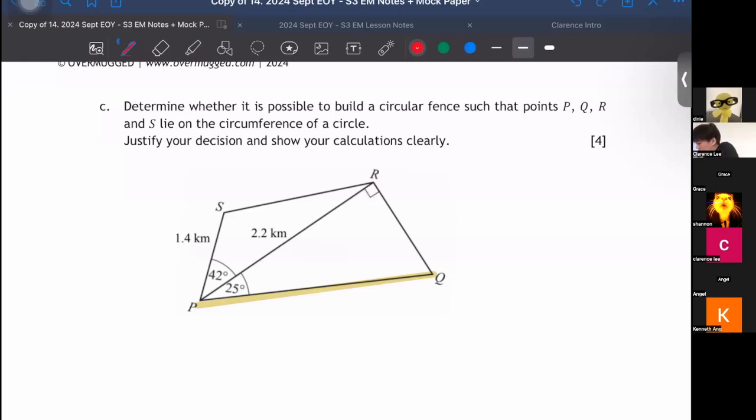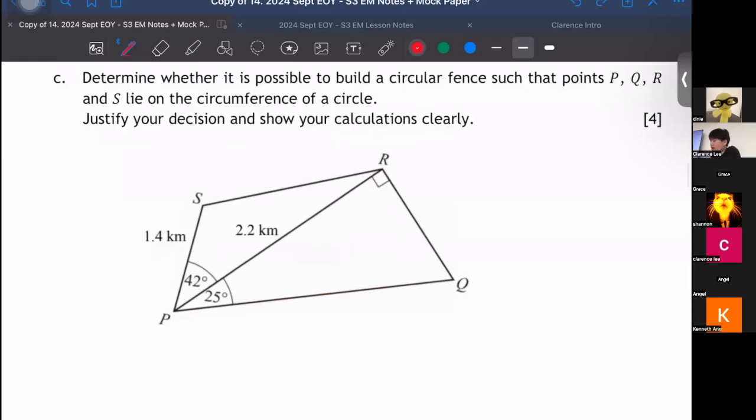So we cannot do this method. So we make use of another property of circle that we learned, which is angles in opposite segment. Angles in opposite segment is what we have learned in your properties of circle.